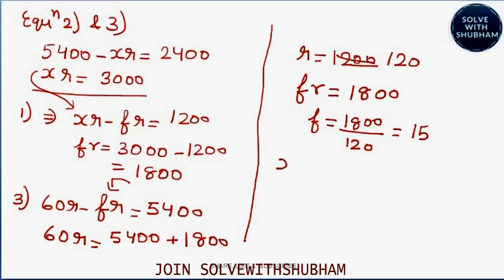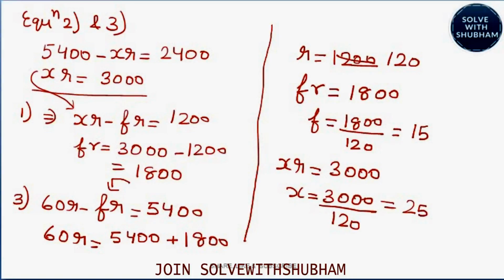You have got XR as 3000. R is 120. So X will be 3000 by 120. We get it as 25.